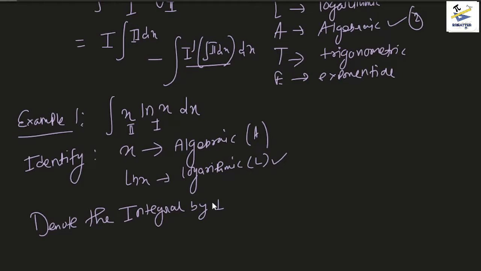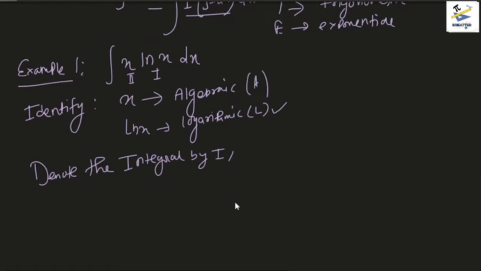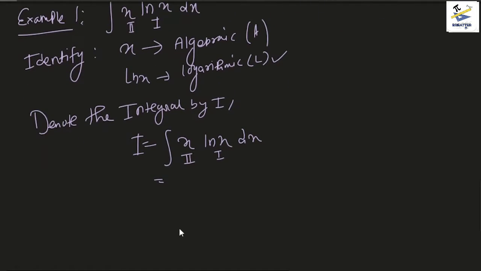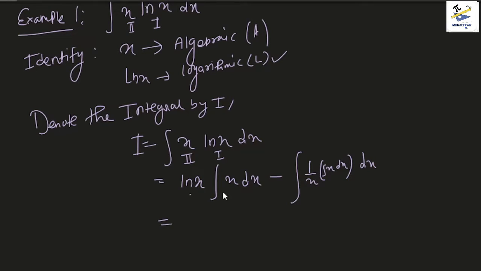Integral by I, and what we get here is I equals integral of x log x dx. Given that, we are denoting log x as the first function and x as the second function, which means we should have first function into integral of second function, minus integral of the derivative of the first function, which is just 1 by x, into the integral of the second function, and the integral of the whole thing, right?